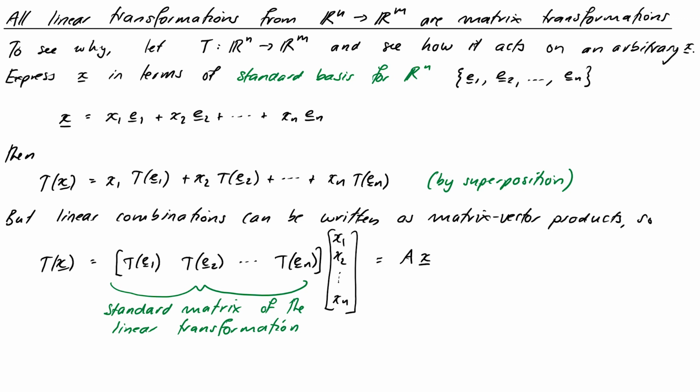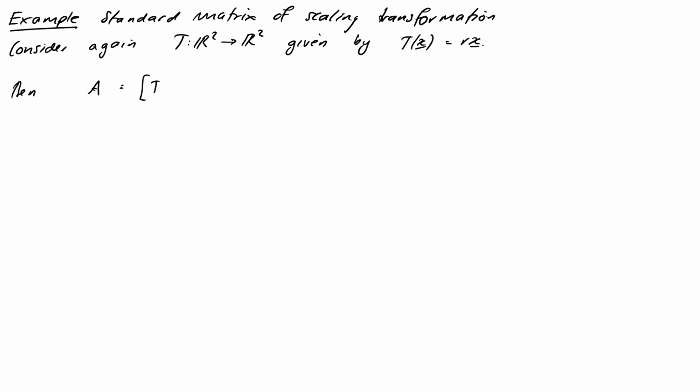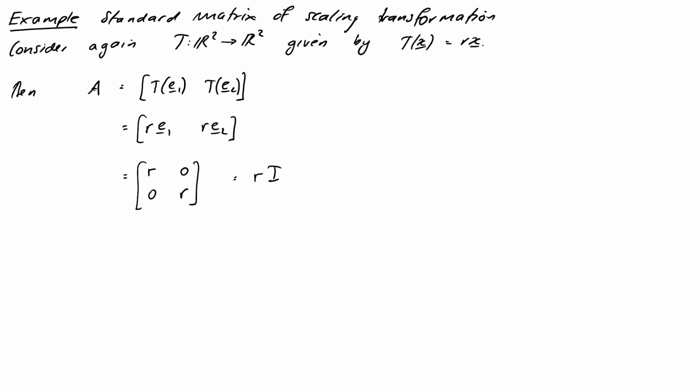So let's just finish by figuring out what that matrix is for the scaling transformation we did just before. So again, just to recap, we had that transformation T from R2 to R2 given by T of x as a scalar r times x. Then let's build our matrix. So the matrix A is therefore given by the matrix with T of e1 as the first column and T of e2 as the second column. So T of e1, that's just r times e1, and T of e2, that's just r times e2. So that gives us r, 0 and then 0, r, which is just actually r times the identity.